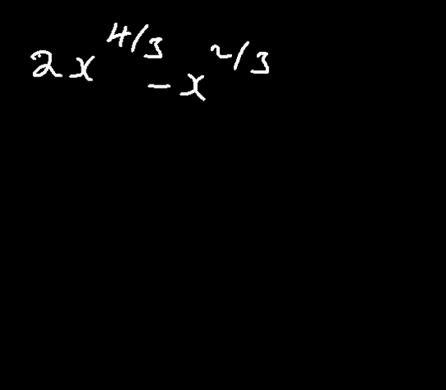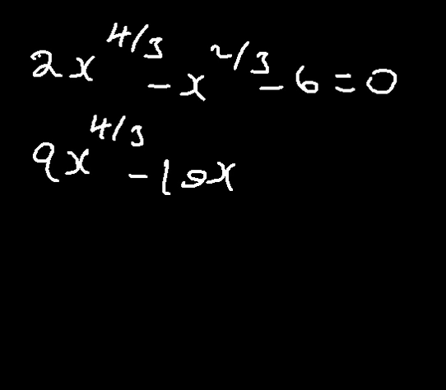Now at your own time, try this as well. Let's say we have 2x to the power 4 over 3 minus x to the power 2 over 3 minus 6 is equal to 0. Now try to have the solution for this, and also try to have the solution of this one. Let's say we have 9x to the power 4 over 3 minus 10x to the power 2 over 3 plus 1 is equal to 0. Now try to have the solutions for this.